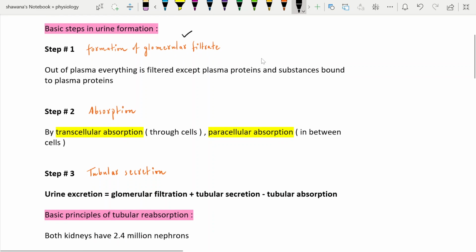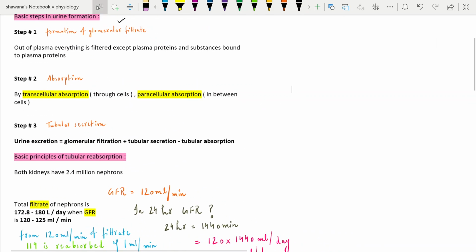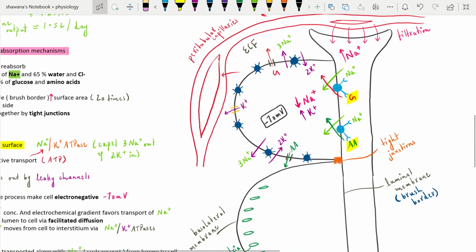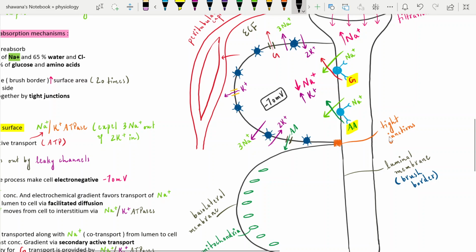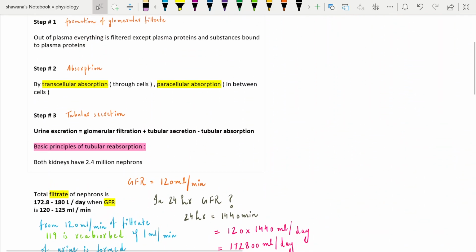The second step is absorption, basically reabsorption. And absorption can occur through the cells, which means transcellular absorption. If the absorption is occurring through the cell, it's transcellular absorption. And if the absorption is occurring in between the cells, it's paracellular reabsorption. So it's very important to remember these two terms.